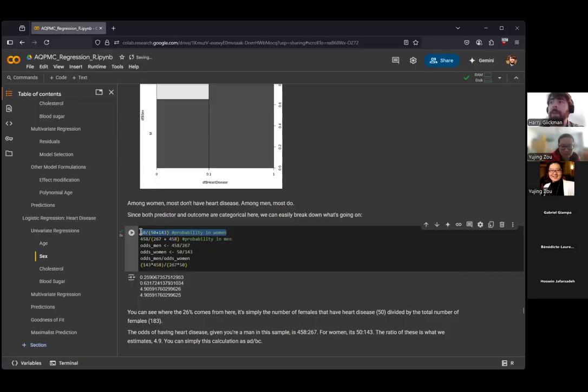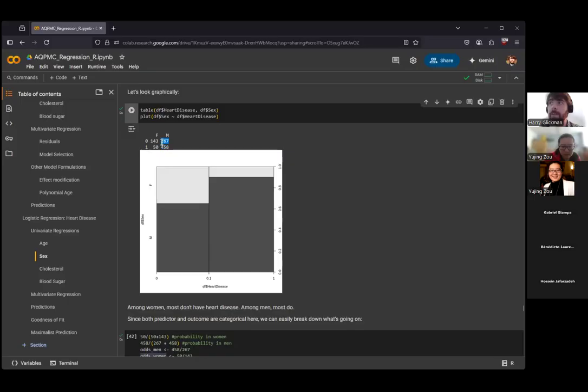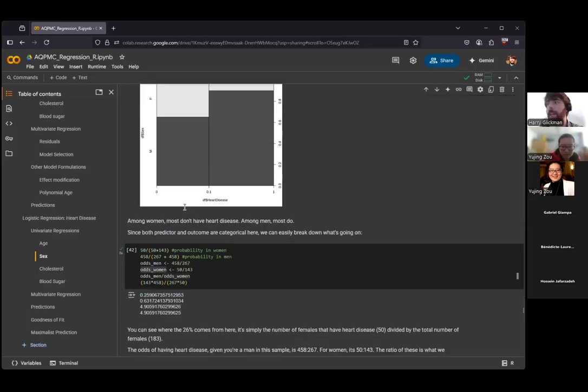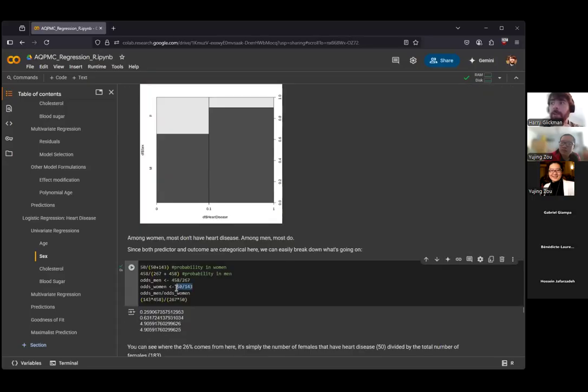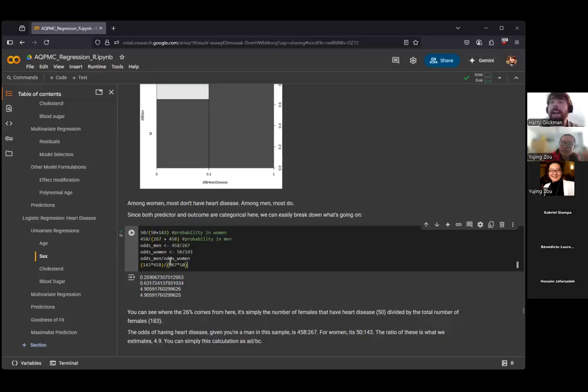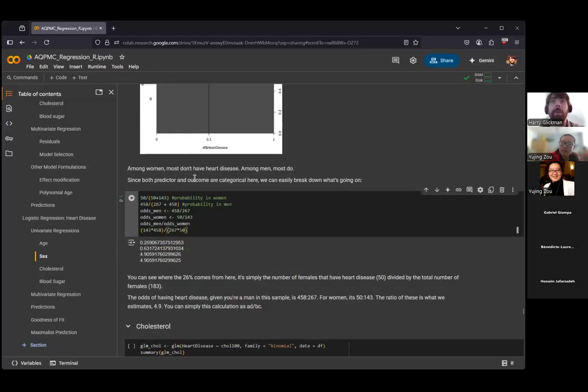And you can calculate the probability of having heart disease in women, which is 26%, which is our intercept. You can calculate the probability in men. You can calculate the odds in men and women, which is just the odds is this number over this number. So the odds of having heart disease in men is 458 over 267, and the opposite in women. And this 4.9 that we got was an odds ratio, which is simply the ratio of the odds in men to the odds in women. This is an intuitive way to tell what's going on here with these odds ratios. And this number is 4.9.